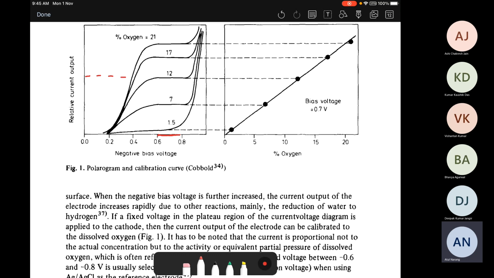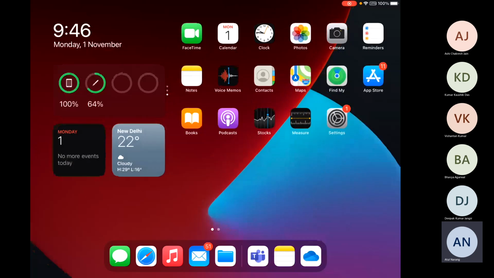So, for example, here is the current at 12% oxygen. Here is the current at 7% oxygen. Here is the current at 17% oxygen. And if you plot those numbers, so on the x-axis on the right-hand graph, you are plotting percent oxygen. And on the y-axis, you are plotting the relative current output. You basically get a straight line. So essentially, the height of this flat portion is a measure of how much gas you have. That's sort of the idea behind it.